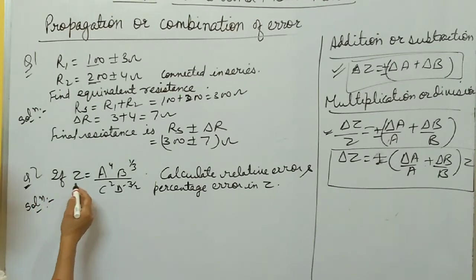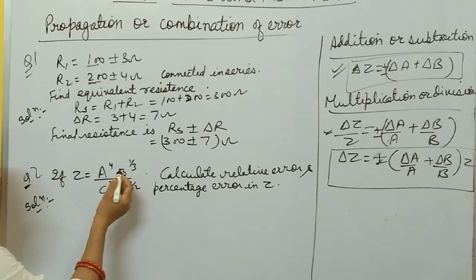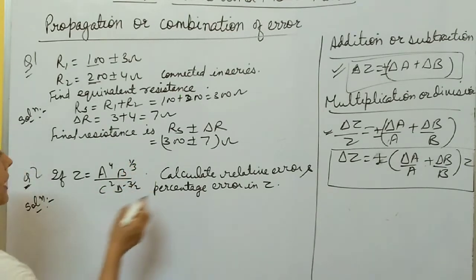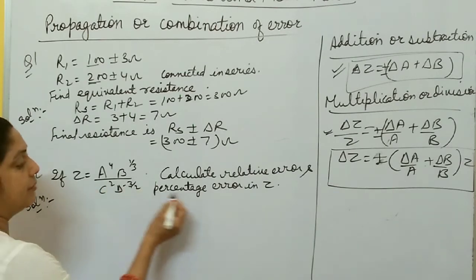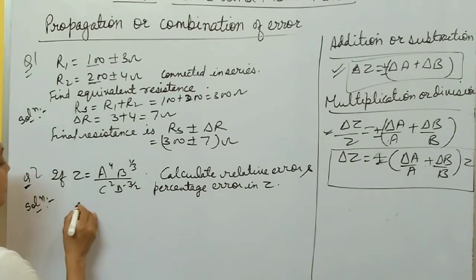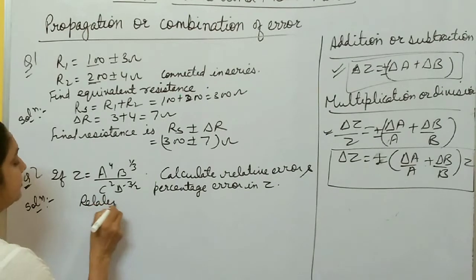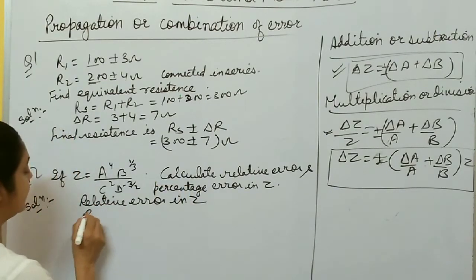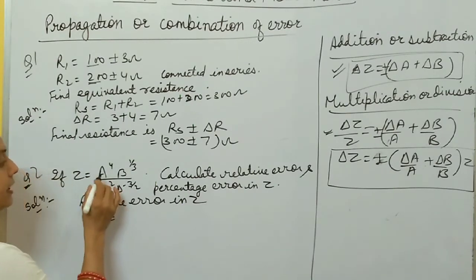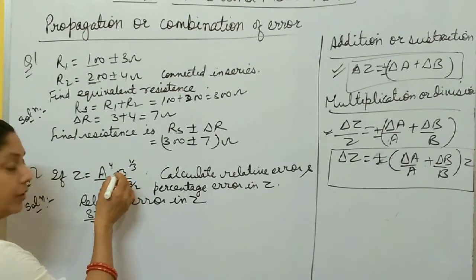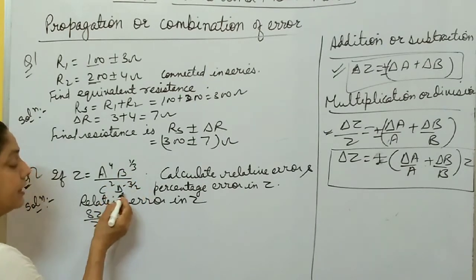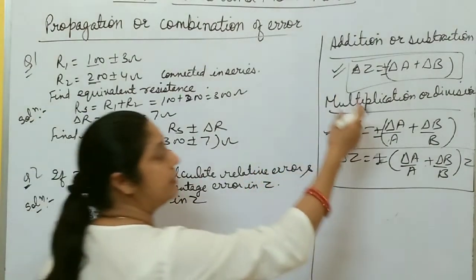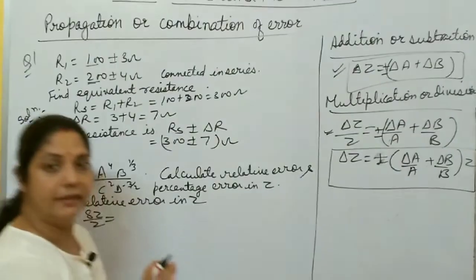Now question number 2. Here Z is A to the power 4, B to the power 1 by 3, C to the power 2, D to the power minus 3 by 2. You have to calculate the relative error in Z and the percentage error in Z. So how do you calculate the relative error in Z? The relative error in Z is delta Z by Z. Here A and B are in product form, multiplication is there, and C and D are in the denominator, it means division is there. So whether multiplication or division, relative errors are always added, right?